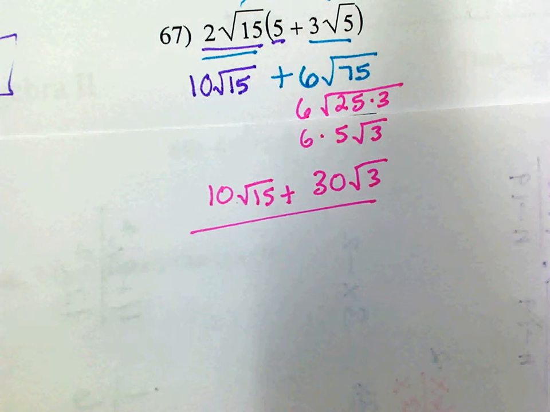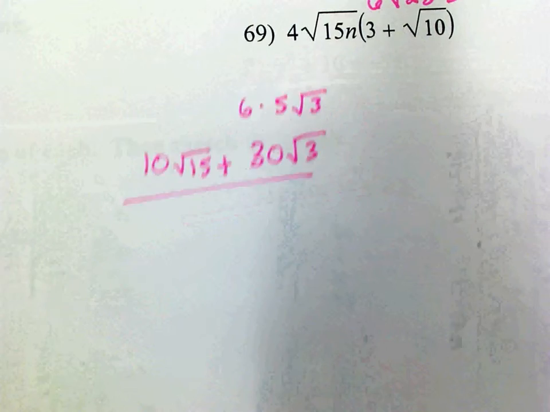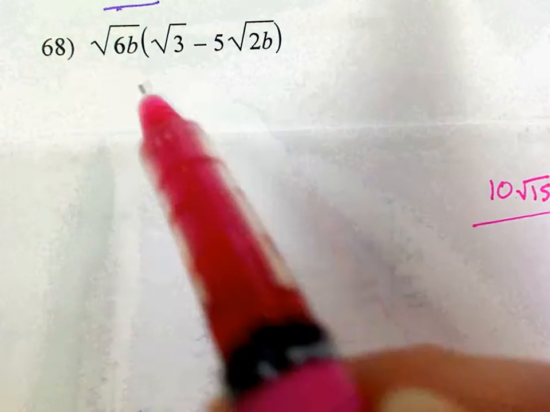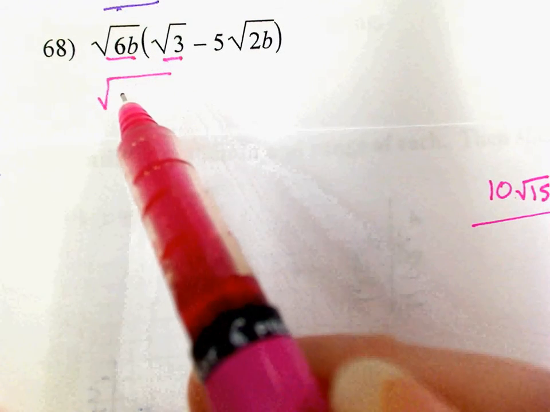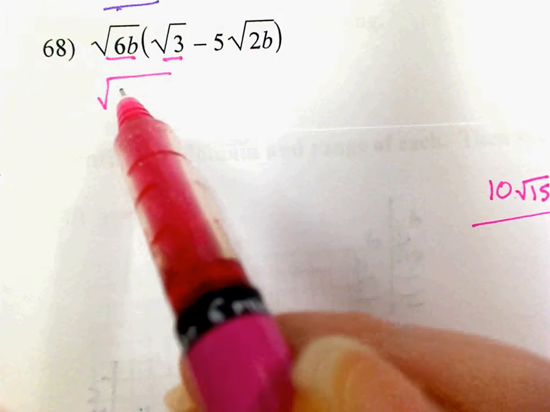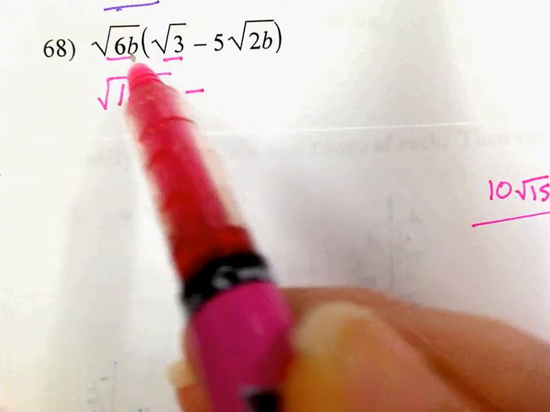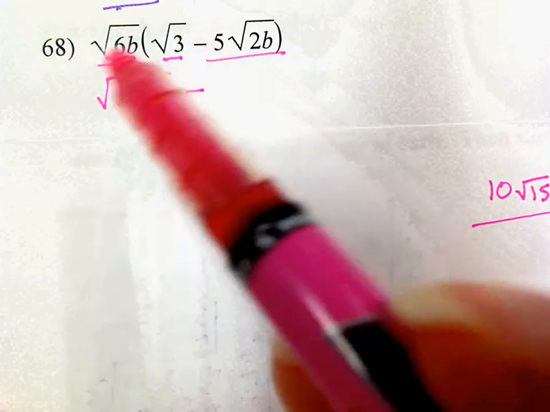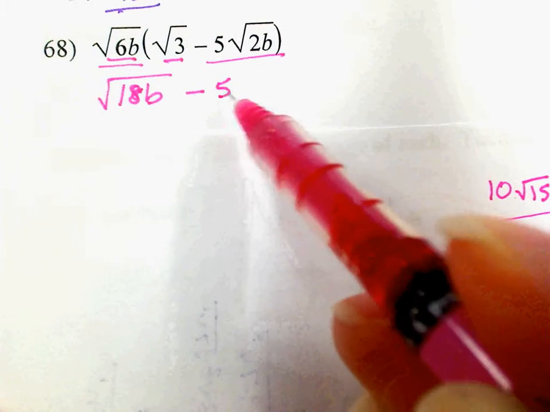So 68. I'm going to distribute again, right? Square root of 6b times square root of 3, square root of 18b. Minus square root of 6b times 5 square roots of 2b. What do I do with 5? Just put it in the front. So I've got 5 square roots of 6b times 2b, 12b squared.